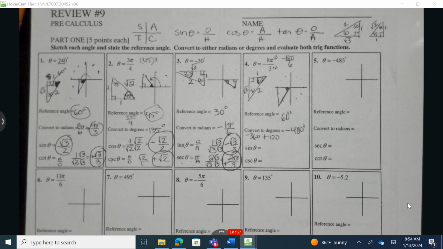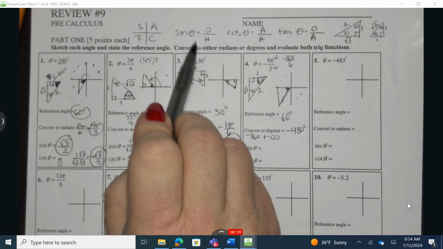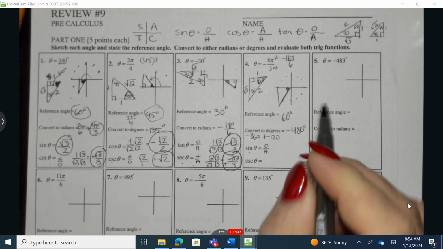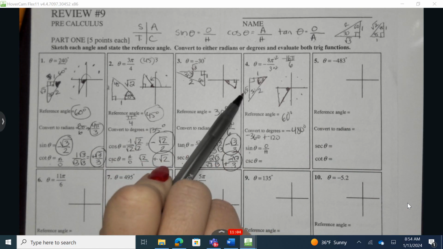Sometimes students get mixed up. What is a reference angle? Sine is going to be opposite over hypotenuse. Okay, so opposite of this is radical 3.